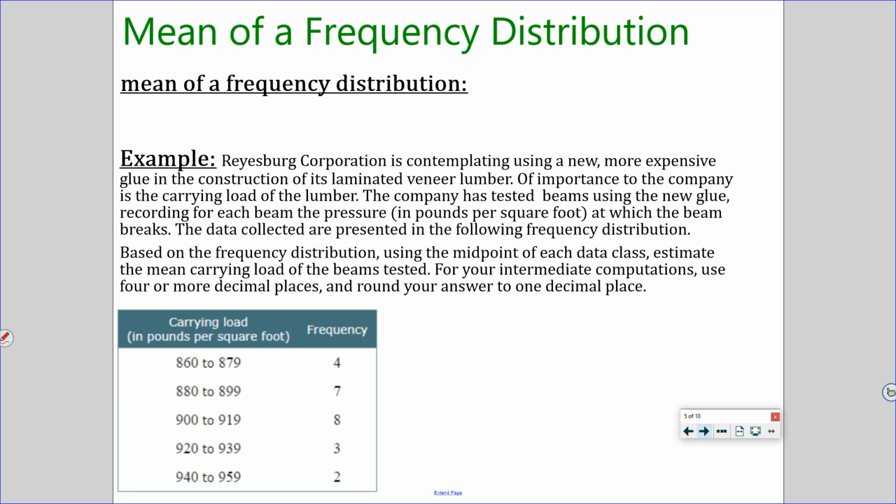Okay, so when you're given a frequency distribution to find the mean, if you're given intervals in the class, which is super common with the frequency distribution, you want to take the midpoints. Midpoints times the frequency, and divide it by the sample size.